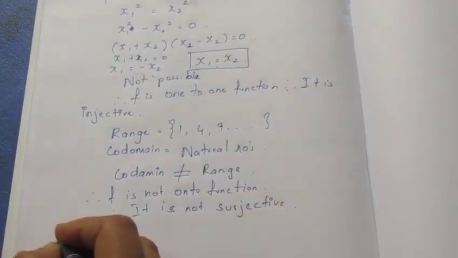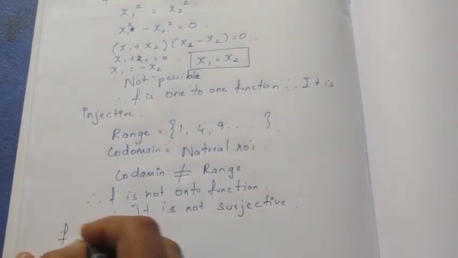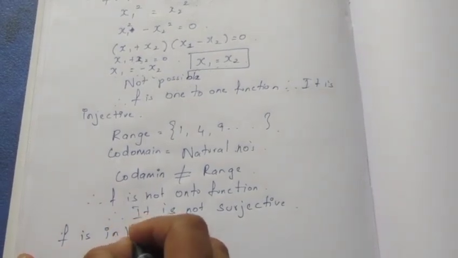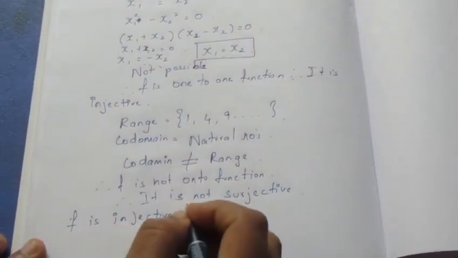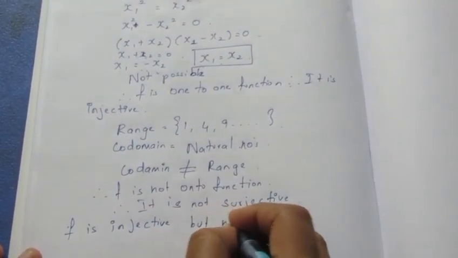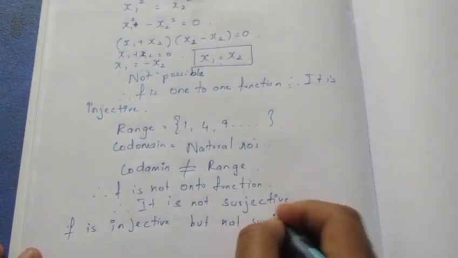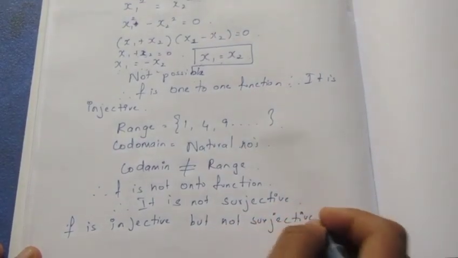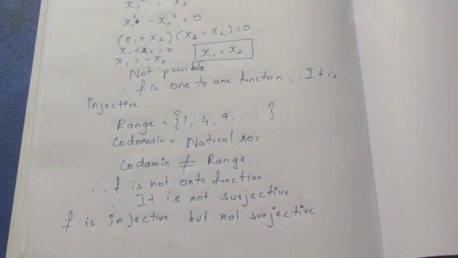You can write this as: f is injective but not surjective. It is injective but not surjective.